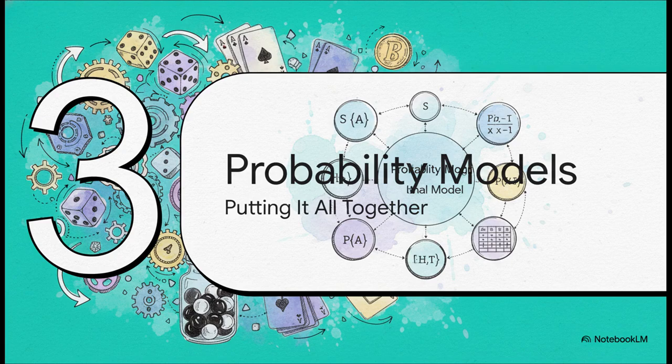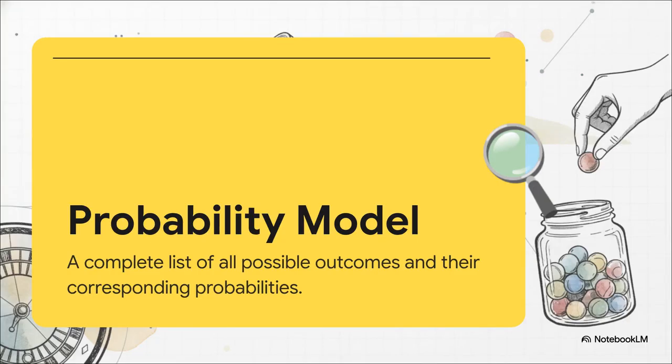Okay, let's bring it all home. We've got the rules, we've got the building blocks. Now we're going to put it all together to build something you'll use all the time in stats, a complete probability model. So what is a probability model? It's really just the complete blueprint for your experiment. It's a neat and tidy list that shows every single outcome side by side with its exact probability. You know that die roll table we looked at earlier? That was a perfect probability model.